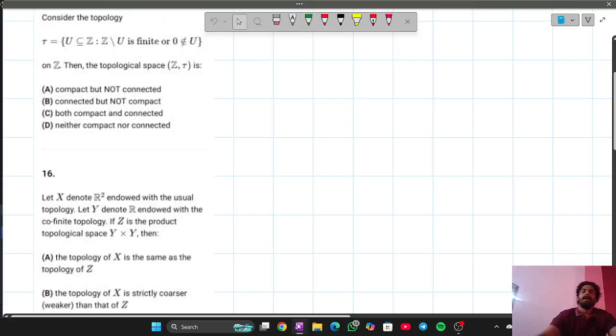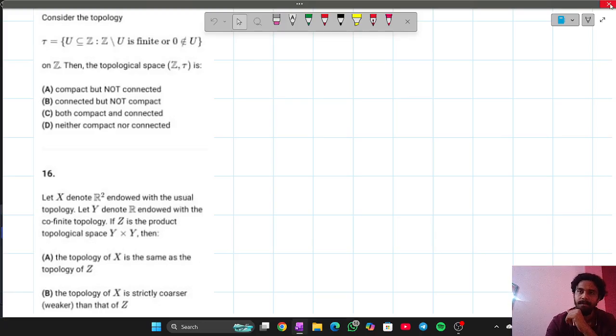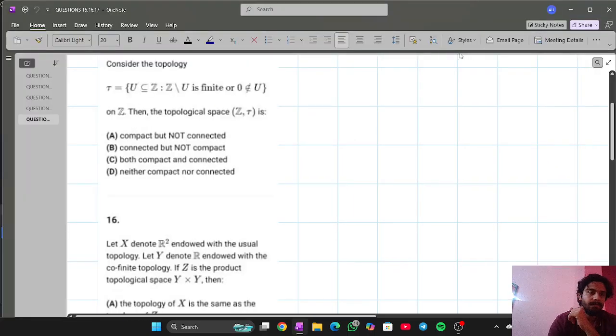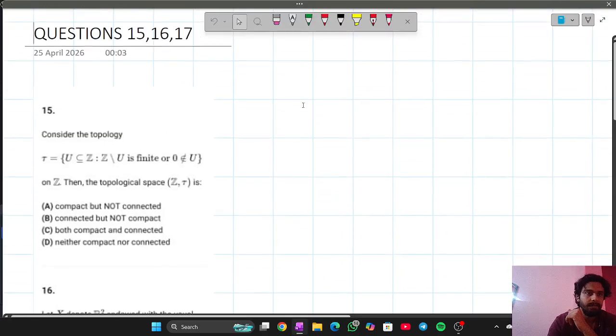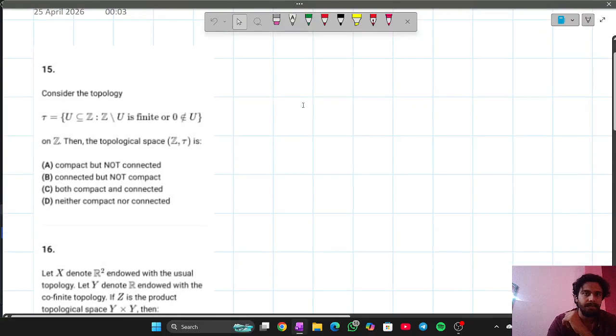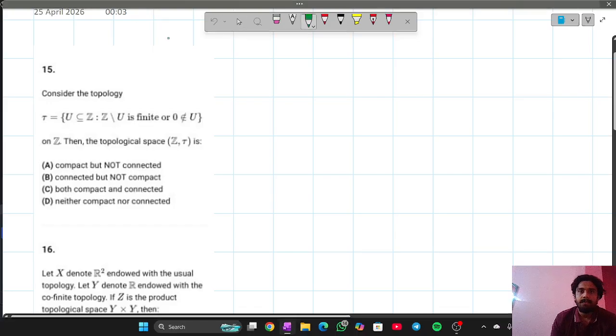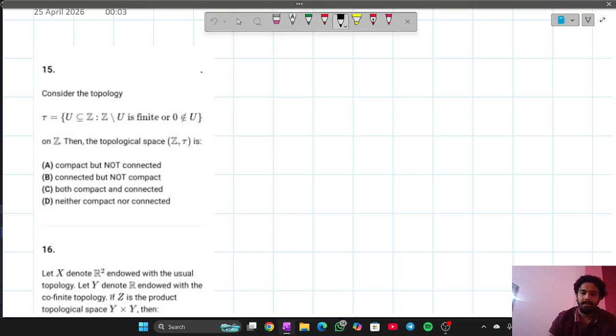So hi guys, and today we are going to solve some questions on topology. Here you can see that there are three questions. So let us discuss as given. In question number 15, we are given a topology like this.